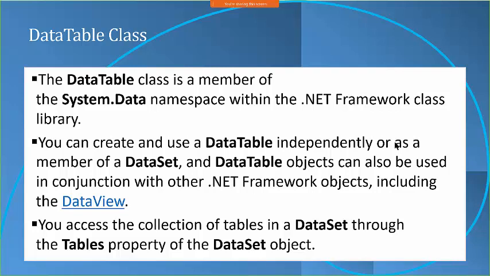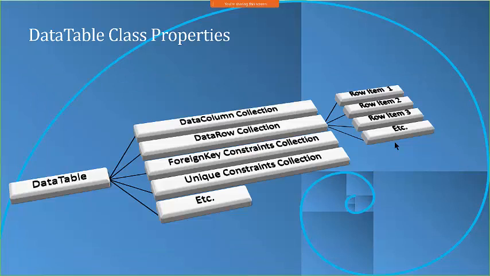And you can make a data table by itself. You can instantiate a data table as just a data table, or you can use it as a member of the data set, which will have a collection of data table objects. Then there's this data view class, which is another .NET framework object that's used for data. The data set has a tables property, which is basically a list of data tables.